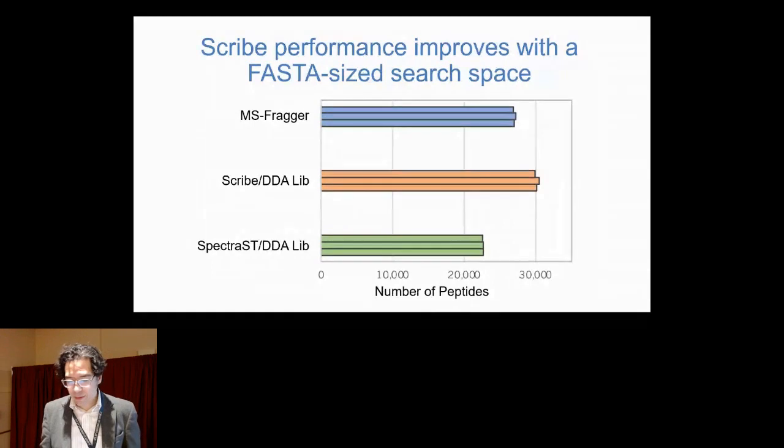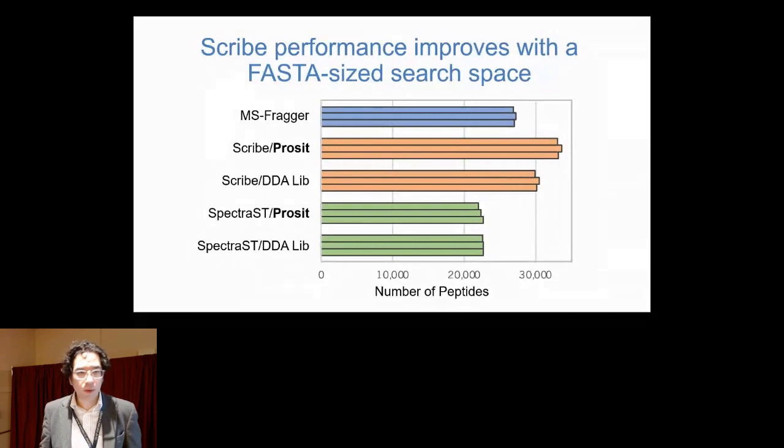One of the things that's interesting is that this is just with a DDA-based library. Our goal really wasn't to do it with DDA libraries. Our goal was to do it with predictions of entire FASTAs. And I think one of the things that we've shown here is that while the search space gets far too large for other types of search engines to be able to make use of it, the coupling of Scribe with Percolator has given us the ability to detect more peptides than we would have if we were searching these smaller, more constrained libraries that typically you would have searched with in the past using other types of tools.